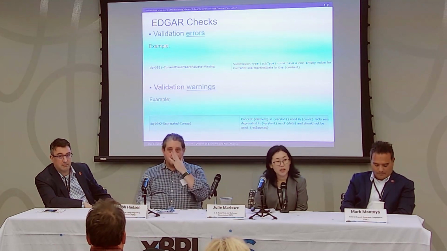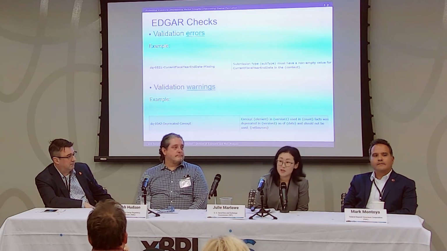One of the most effective ways to tackle data quality is to add validation checks at the intake place. As you may know, our filers use EDGAR, Electronic Data Gathering Analysis Retrieval System. There are 2 types of checks we do, validation errors. Filers have to fix this before they can submit. An example of that would be if a filing doesn't have a current fiscal year end. Very easy to fix. The second type is warnings.